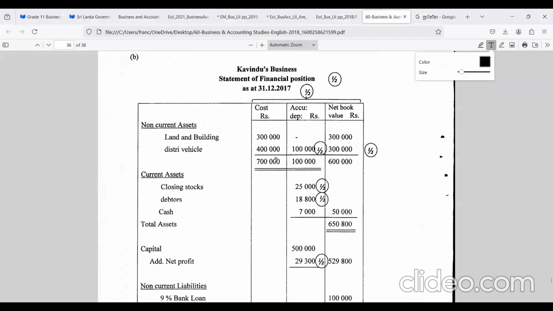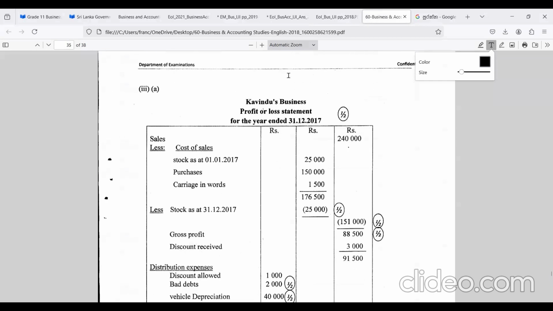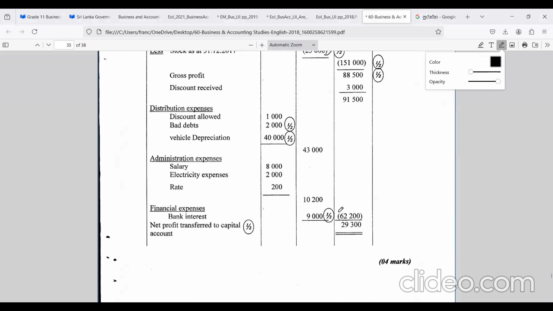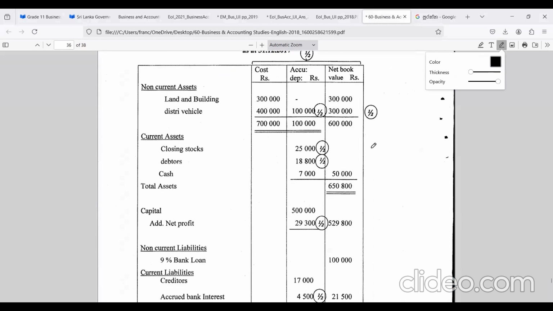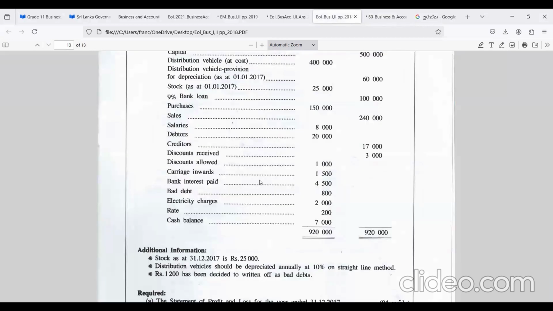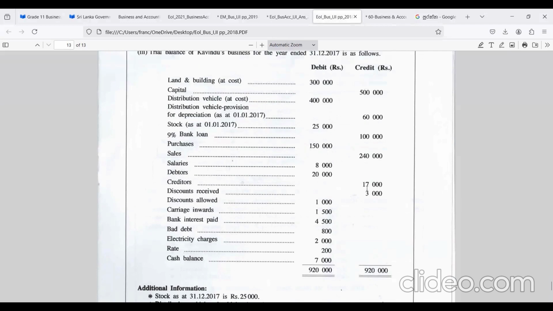So where to put this? In the P&L under closing stock. So if you look here, P&L closing stock. In the SOFP under current asset, closing stock, 25,000. Distribution vehicle should be depreciated annually 10% on straight line method. Okay. The vehicle cost is given as 400,000. So I will do a working in here. Multiply by 10%. Obviously, it is 40,000.